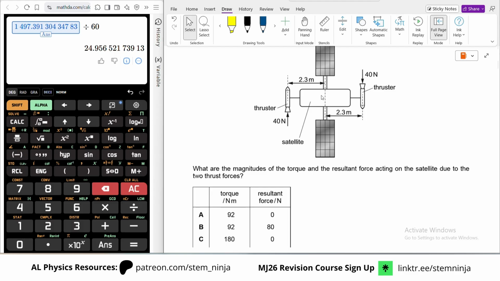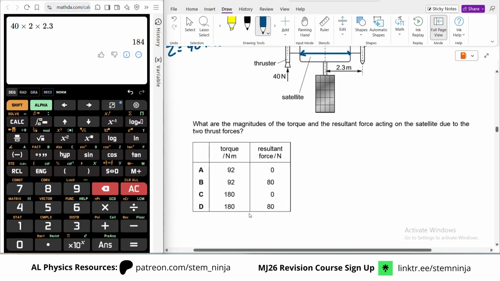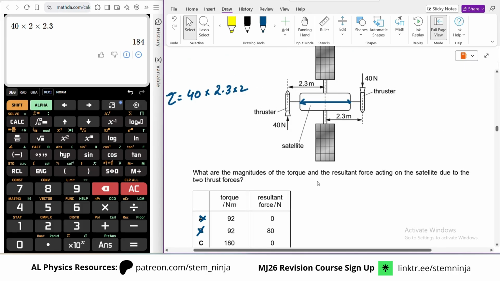forces? Okay, so the torque would be simply the magnitude of one force times the distance between the two forces. So that means 2.3 times 2. So 40 times 2 times 2.3, that is 184. So in two significant figures, it's either C or D.